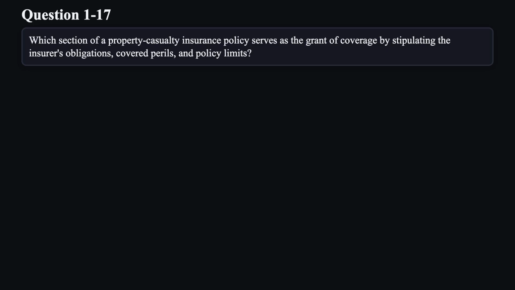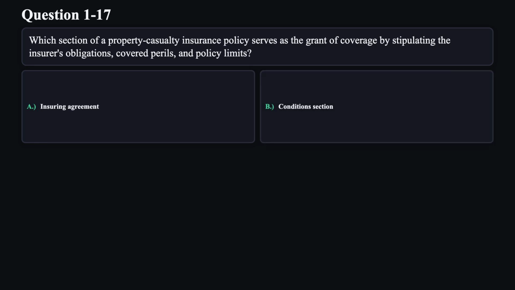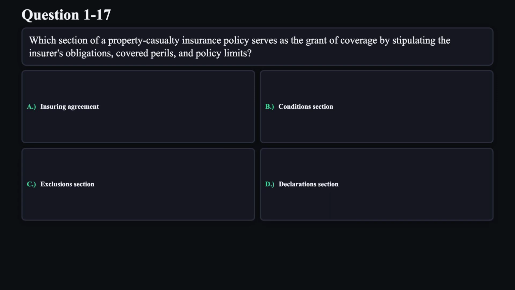Question 17. Which section of a property casualty insurance policy serves as the grant of coverage by stipulating the insurer's obligations, covered perils, and policy limits? A. Insuring agreement. B. Conditions section. C. Exclusion section. D. Declaration section.